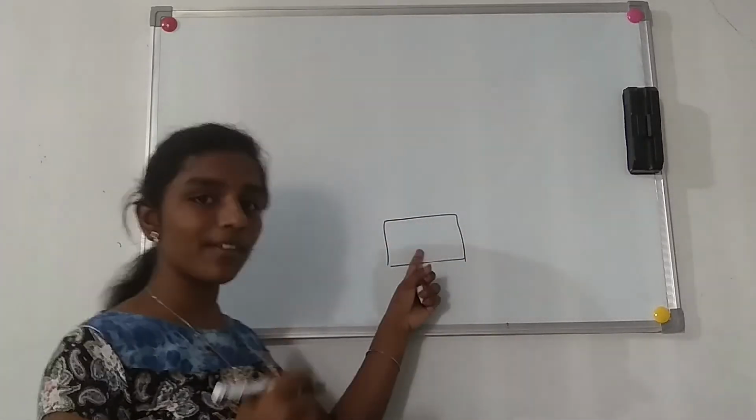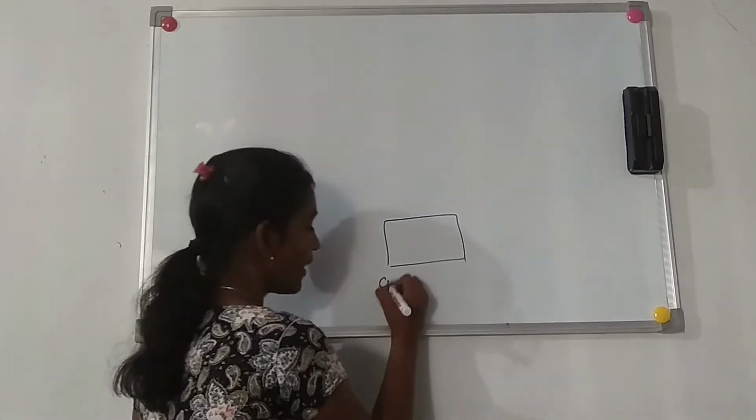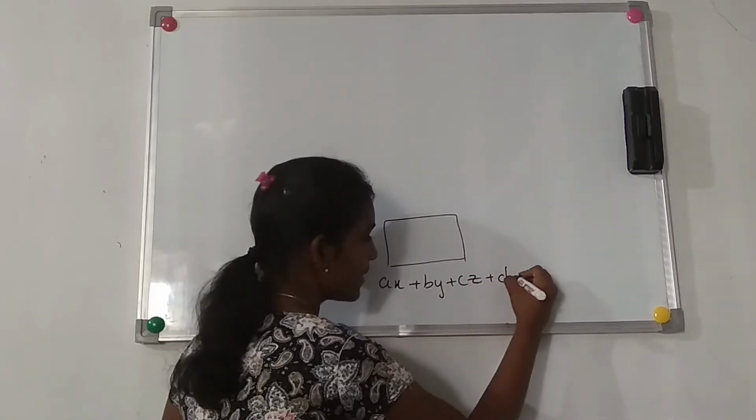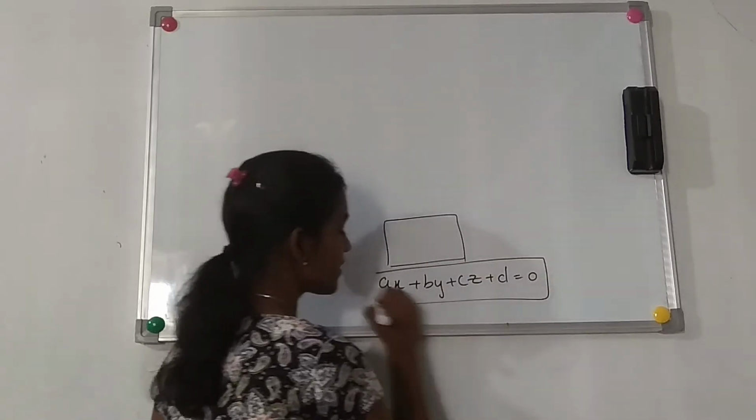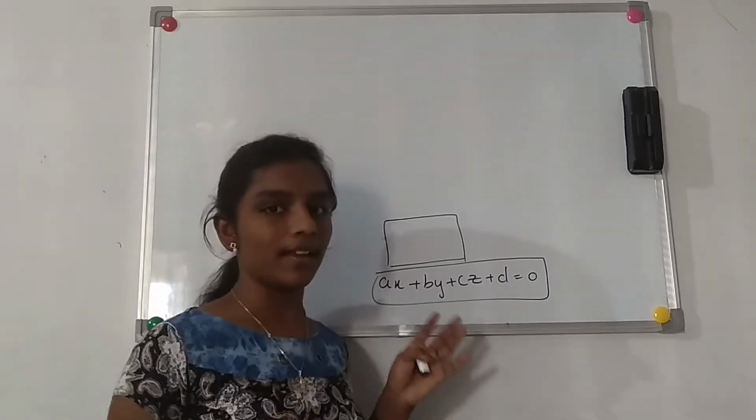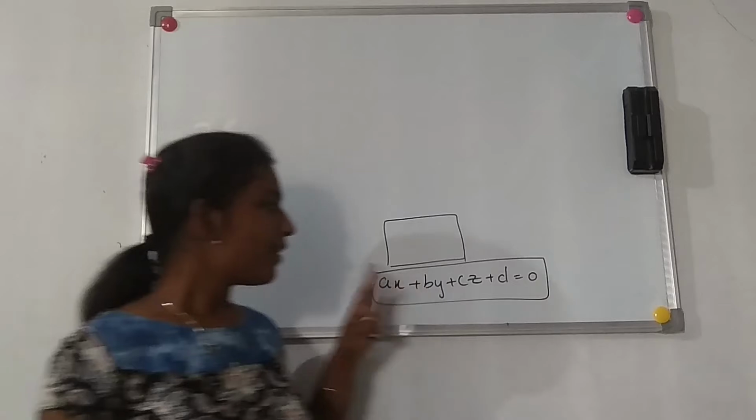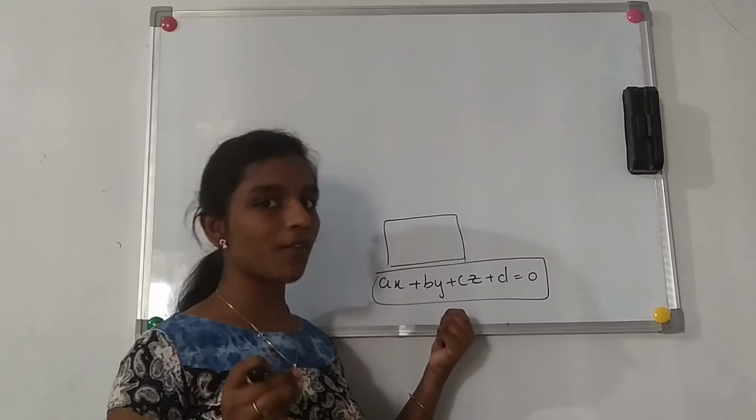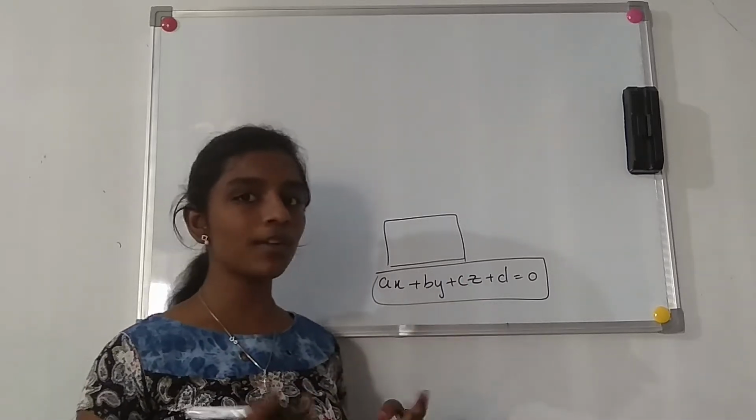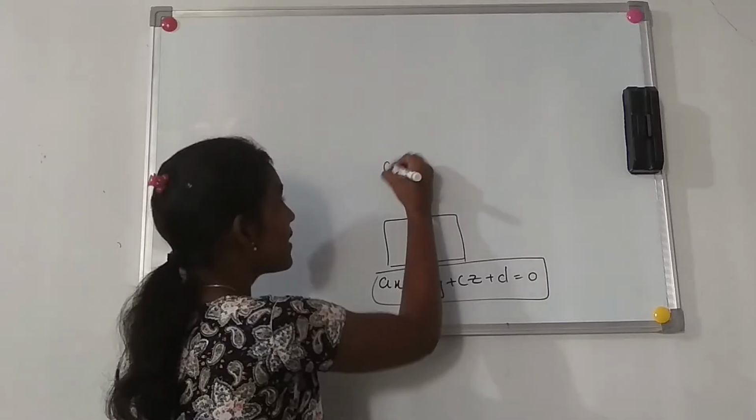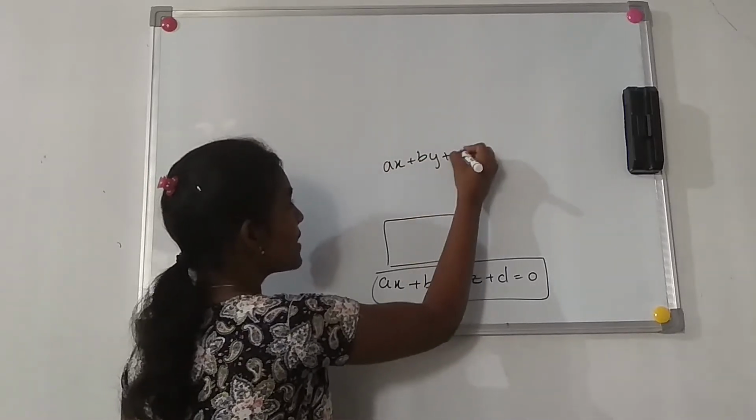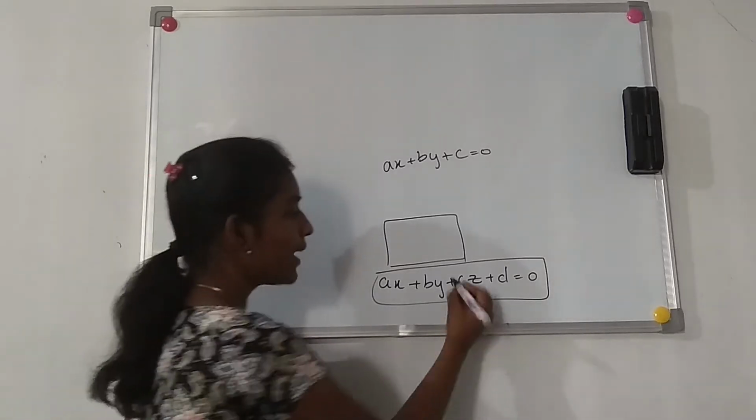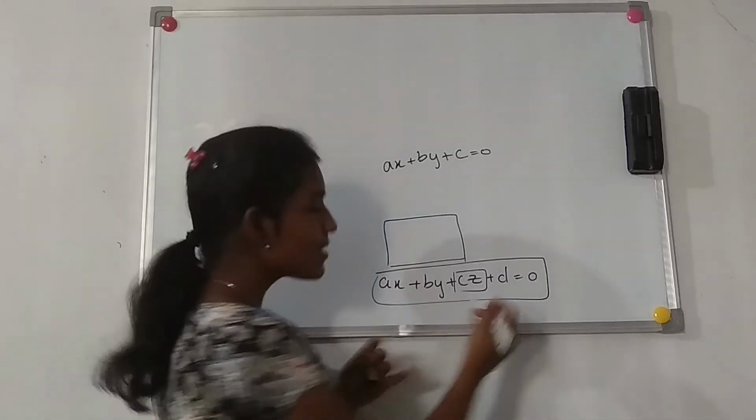Okay, so the general form of this plane is ax plus by plus cz plus d is equal to 0. This is called the general form of the 3D plane. Okay. So now how do we write the equation of the plane? It is similar to the equation of the line. So generally in 2D geometry, how do we write the equation of the line? We write it as ax plus by plus c is equal to 0, right? But in the equation of the plane in 3D geometry, we add another term, that is cz plus d, the other constant.